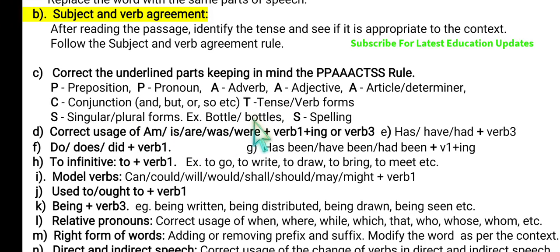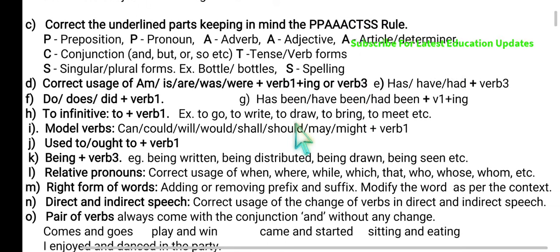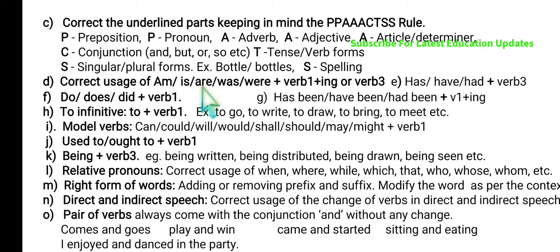Example, bottle, bottles. Spelling. Some of the passage's underlined words have spelling corrections also. So you have to have good knowledge or command over the spellings from your textbook passages. Next, correct usage of am, is, are, was, were plus verb 1 plus ing or verb 3, has, have, had plus V3. These are the simple structural sentences that you always frame. So you have to have this knowledge of the structure of a sentence and in which tense the sentence is formed.